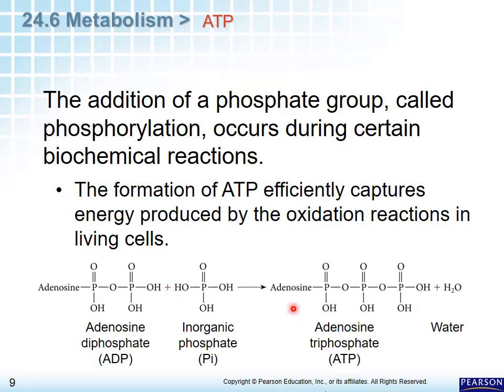So OH and H form H2O. What is left over here? Only oxygen. And this oxygen is going to connect with this phosphorus and make a third phosphate group. So 1, 2, 3. This is called triphosphate. Because of this reaction, ADP is converted into ATP.